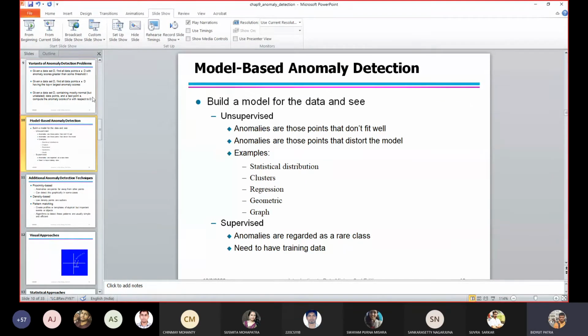Model based anomaly detection builds a model for the data and sees how well points fit it. As I said, unsupervised techniques are more popular than supervised techniques.